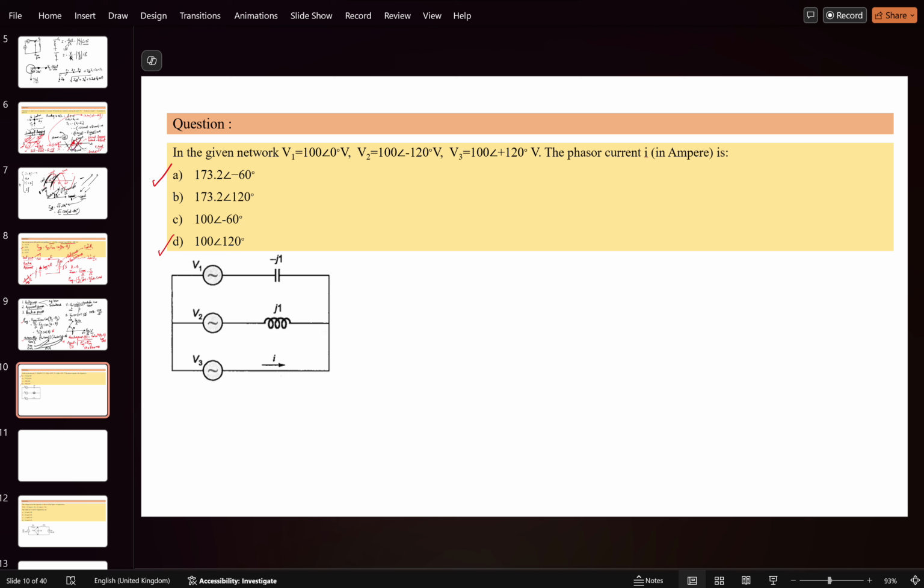Always see that the elements, it's not a resistive circuit. The elements are at a phase difference. In the inductor, the current lags the voltage, but in the capacitor, current leads the voltage. Okay, let me solve this question. And before solving, there are two concepts which I want to tell you.